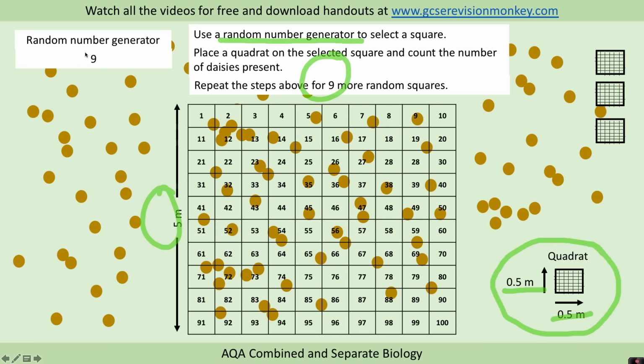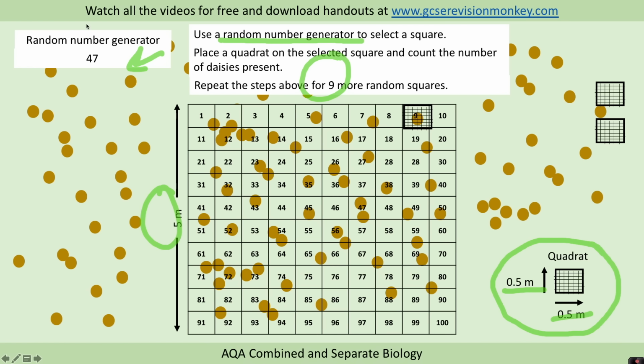So let's say our random number generator picked us out the number 9. What we do is we take our quadrat and we place that on square 9 and we count the number of daisies present. We would then repeat that for another square.